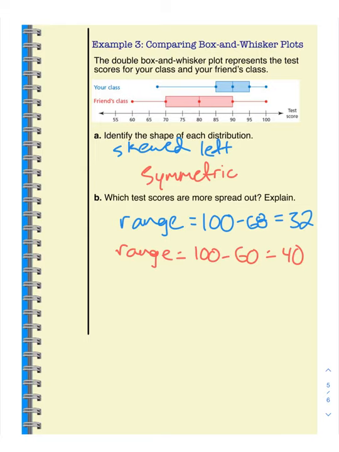It also looks like your class did better. The median of the scores of your class is 90, which means half of your fellow classmates scored an A, versus the median of your friend's class is at 80, which means half of their class got an A or a B.